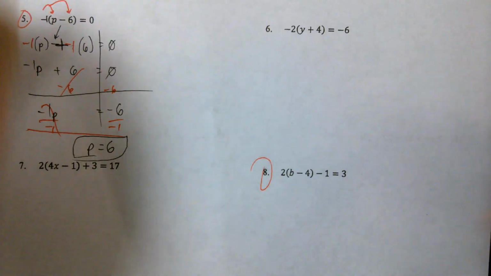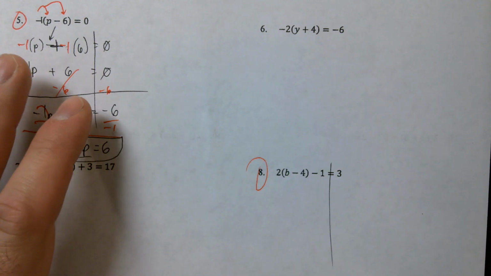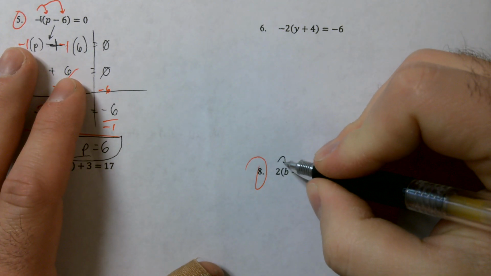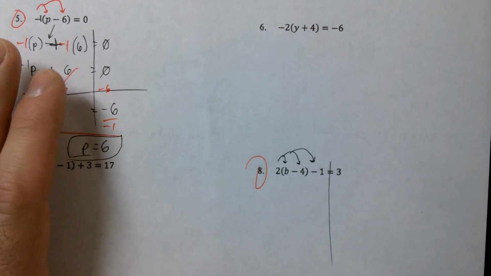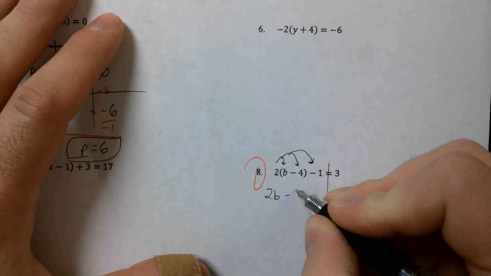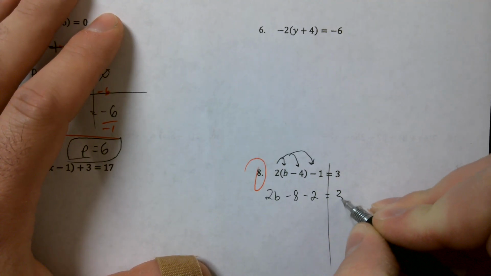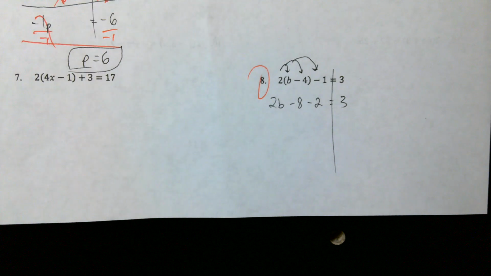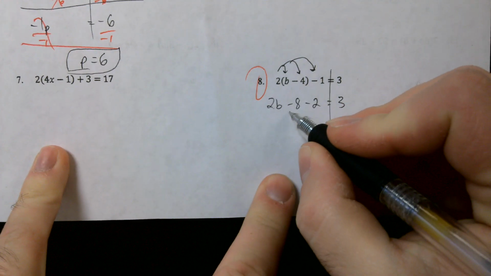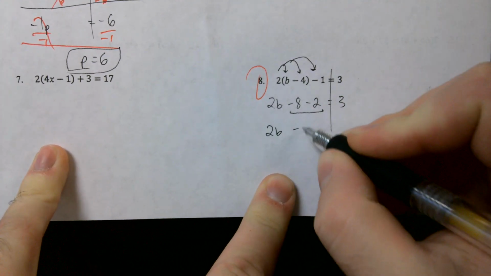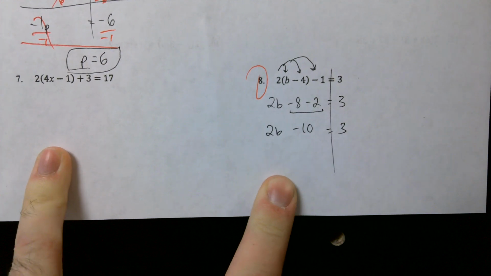If we drop down to number 8. Now number 8, I'm going to distribute my 2. Alright, so I get 2b minus 8 minus 2 equals 3. Right, what do I want to do now? What's that? Okay, combine these like terms. Good. -10 equals 3.